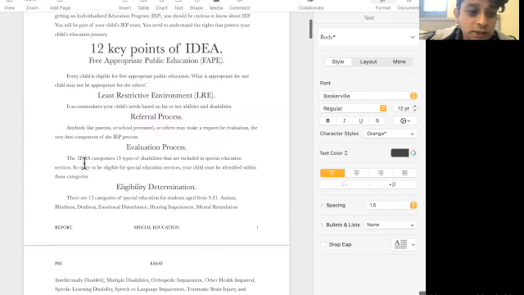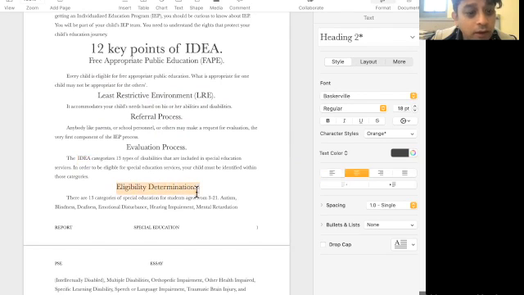Evaluation process. The IDEA, Individuals with Disabilities Education Act, was founded by President Ford, and it categorizes the 13 types of disabilities included in special education services that are covered. 13 categories. In order to be eligible for special education services, your child must be identified within those categories.